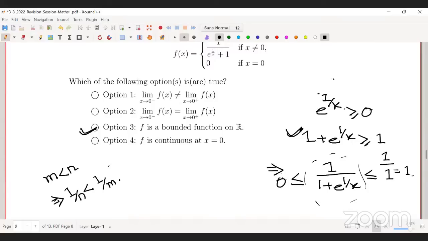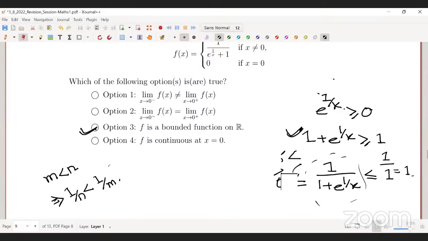That means it's a bounded function. Is it clear? And it can't be 0, and someone already asked the same question, it can't be 1. I'm not saying that it will take the value 0. If I wrote it as 0, then you could say this is incorrect because it can't take the value 0. But instead I'm writing less than or equal to.